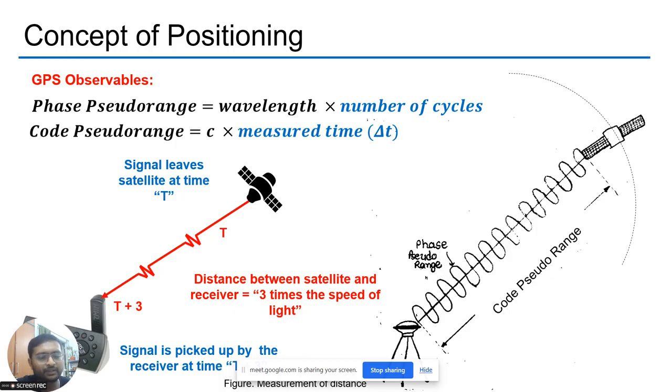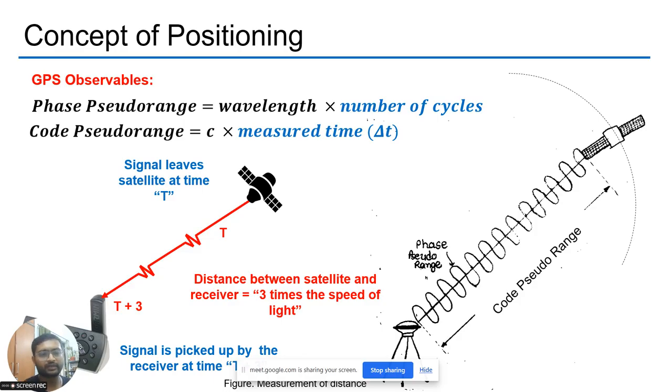Then we have the concept of positioning. So basically, how do we calculate distance using these satellites if we have a receiver? There are two kinds of things it uses, the observables. Whatever data we get from the satellite to the receiver is known as an observable. There are two kinds of observable: one is phase pseudo range, and the second one is code pseudo range.